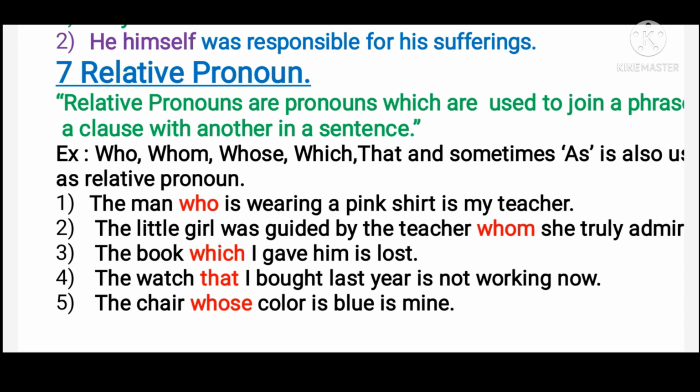For example, who, whom, whose, which, that, and sometimes as is also used as a relative pronoun. For example, the man who is wearing a pink shirt is my teacher. Second example, the little girl was guided by the teacher whom she truly admired. The third, the book which I gave him is lost. The watch that I bought last year is not working now. The chair whose color is blue is mine.